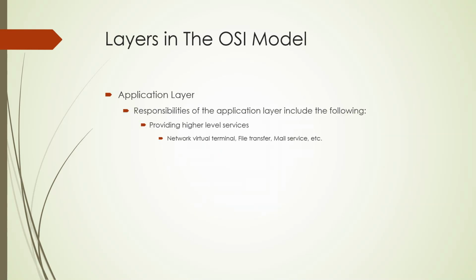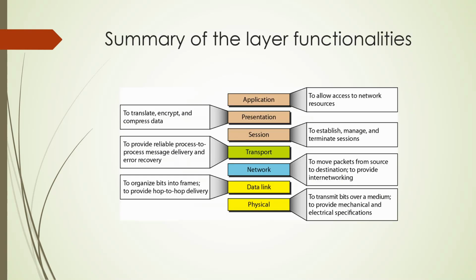Now what are these services? It will provide higher level services such as, for example, virtual terminal. If I want to communicate with a computer virtually, this type of service is given by the application layer. FTP, that is file transfer protocol, HTTP, SMTP, right? SMTP is actually for sending messages. So these mail services, these protocols, will be taken care of by the application layer, which means these protocols will be offered to the user with the help of what? The application layer.